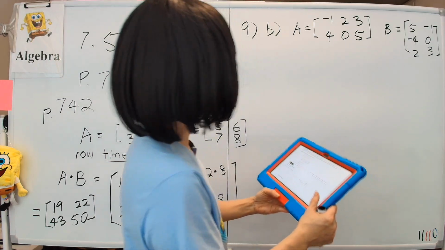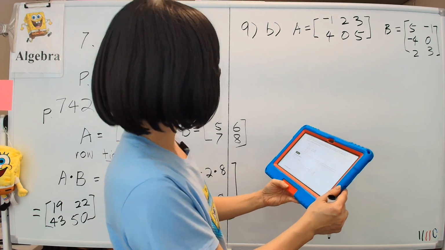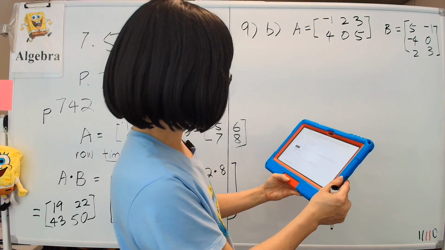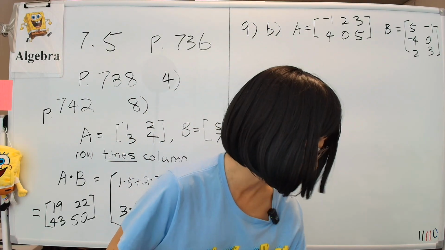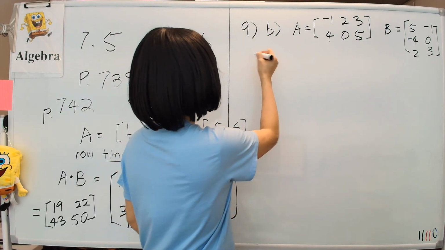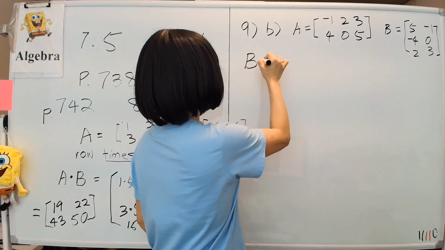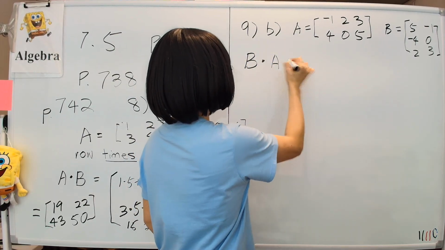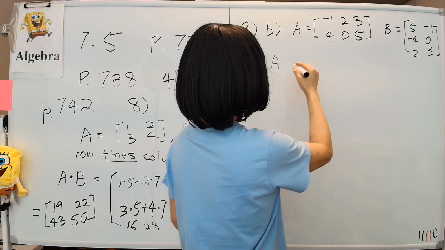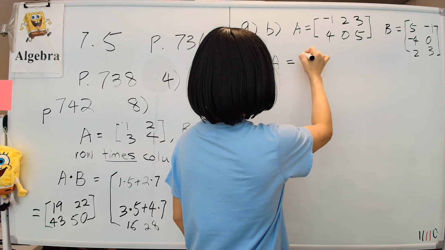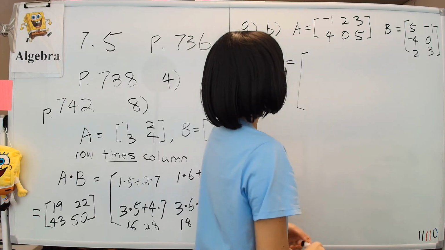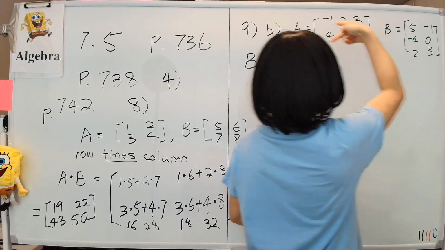So we have A equals minus 1, 2, 3, 4, 0, 5. B is 5, minus 1, minus 4, 0, 2, 3. I think I copied it correctly. So we're going to do B times A. What is B times A? That equals, okay, we'll take the row here times the column here.